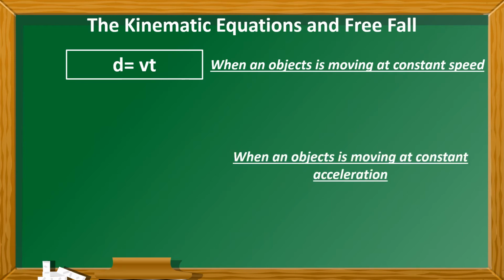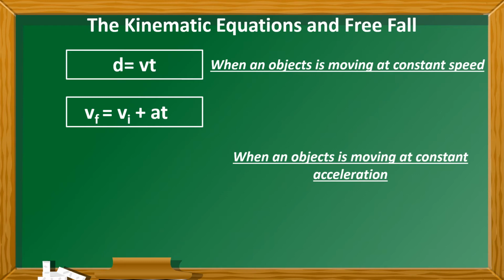Now, when an object is moving at constant acceleration, the four kinematic equations can be used. v_f is equal to v_i plus at.